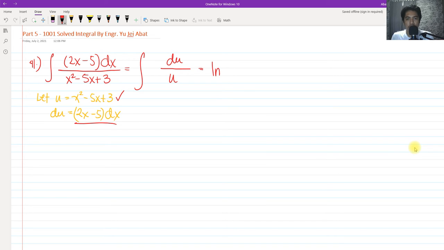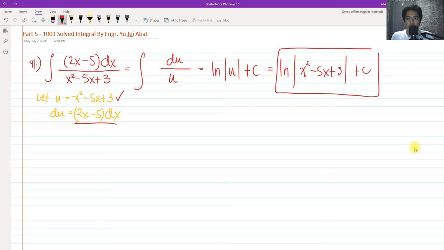So that would be ln of the absolute value of u plus c, but we should substitute u back to its original variable. So we have ln of the absolute value of x squared minus 5x plus 3, then plus c as our answer for this problem 41.